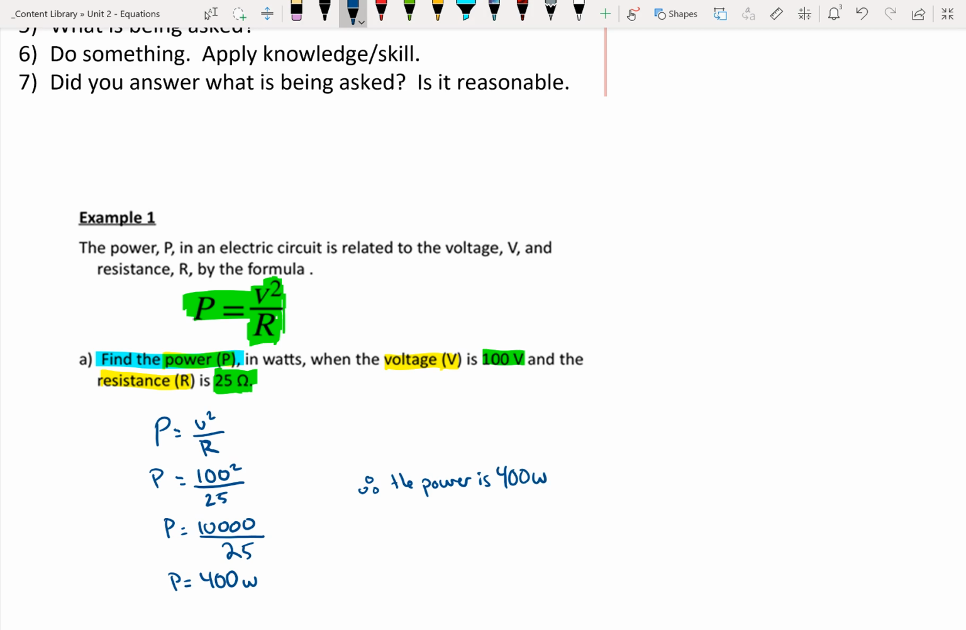So I've done something, I've answered the question, and it does make sense. It is a reasonable figure.